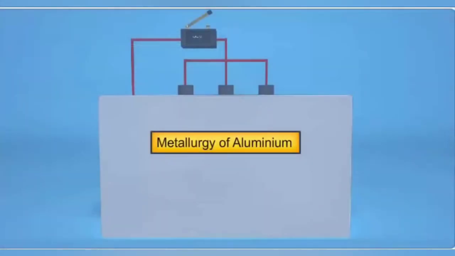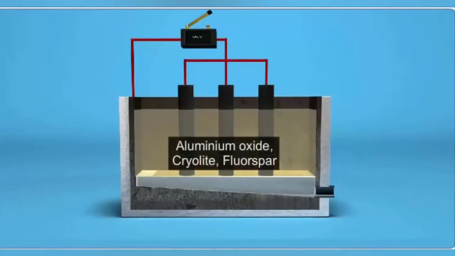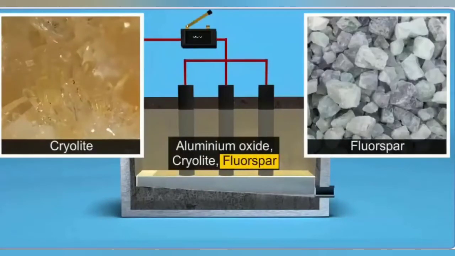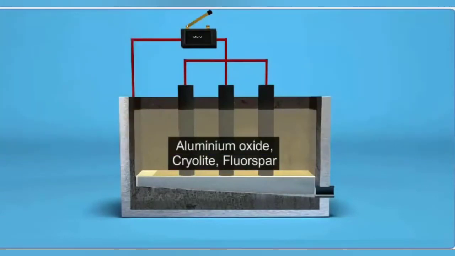The metallurgy of aluminium is the best example of reduction of metals by electrolysis. Fused alumina is a bad conductor of electricity. Therefore, cryolite and fluorspar are added to purified alumina, which make alumina a good conductor of electricity and also reduce the melting point of the mix to around 1173 Kelvin. This mixture of alumina, cryolite and fluorspar is taken as electrolyte.